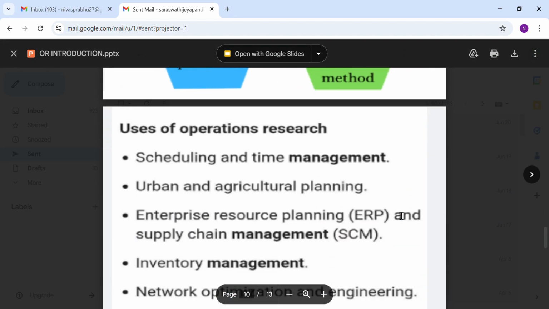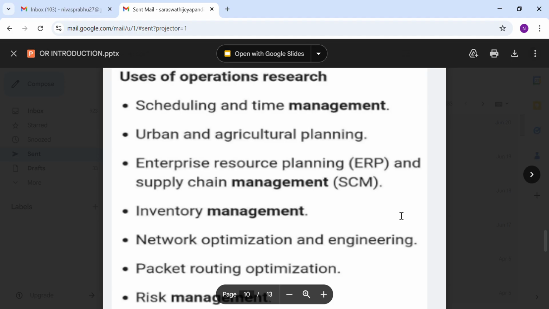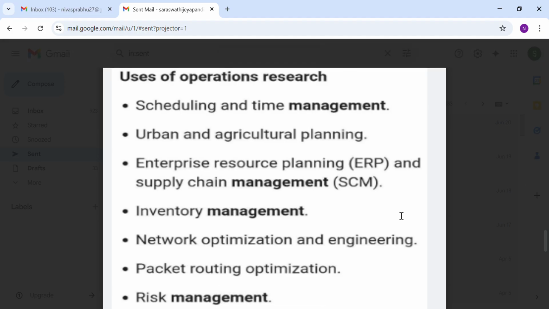The next is the use of operation research. Operation research is used for scheduling and time management, and it is also used in urban and agricultural planning, enterprise resource planning, supply chain management, inventory management, network analysis, risk management, etc.